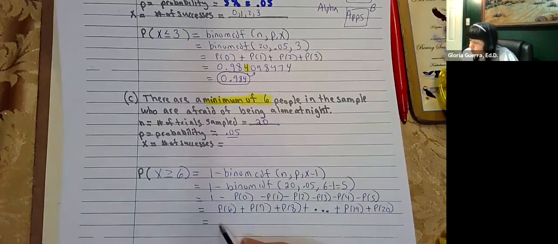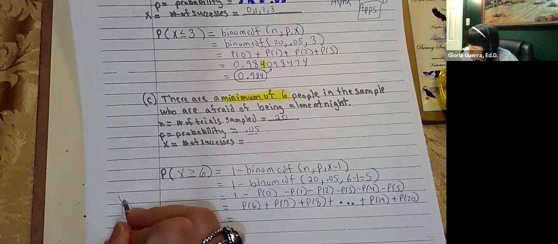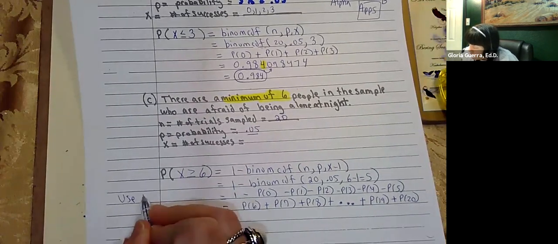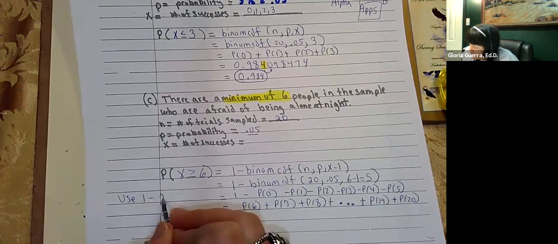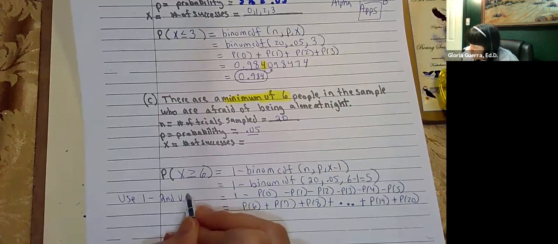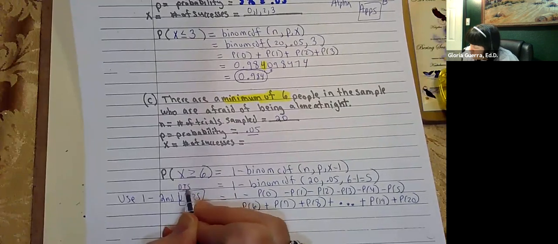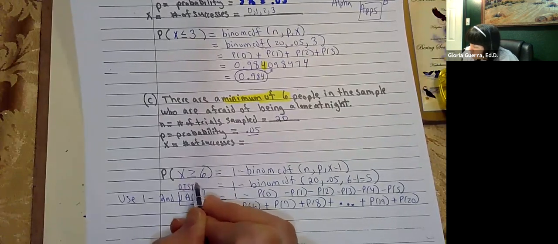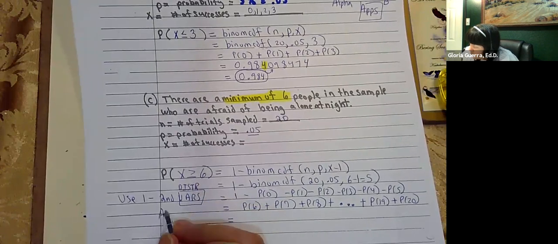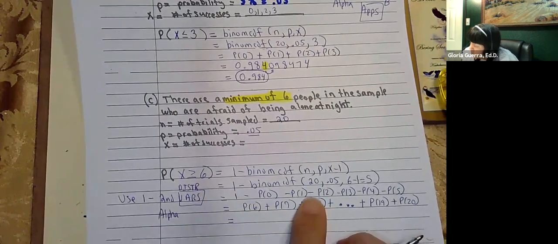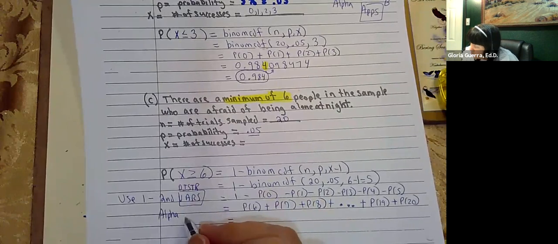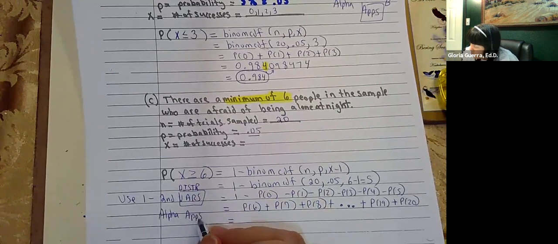So when you use your calculator, you're going to have to use 1 minus, and then second vars, and then alpha, and you want the CDF. So that's going to be the apps, option B.